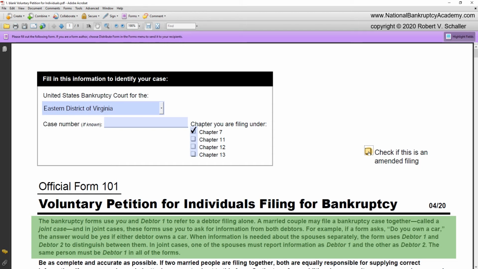For example, if a form asks, "Do you own a car?" the answer would be yes if either debtor owns a car. When information is needed about the spouses separately, the form uses Debtor 1 and Debtor 2 to distinguish between them. In joint cases, one of the spouses must report information as Debtor 1 and the other as Debtor 2. The same person must be Debtor 1 in all of the forms.